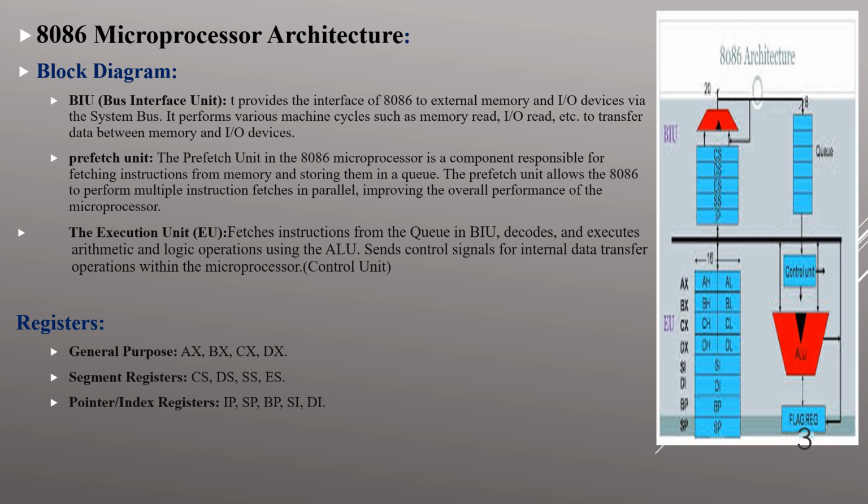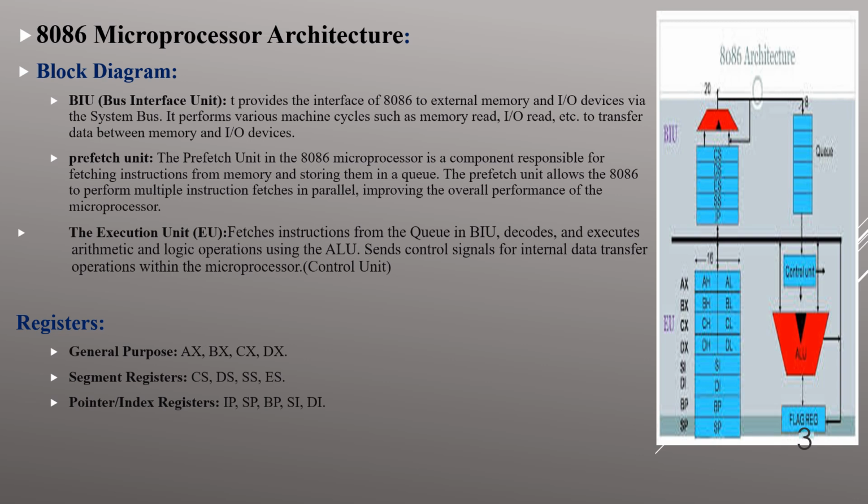which is also responsible for various machine cycles, including memory read and input-output read operations, facilitating data transfer between memory and input-output devices. Next one is the execution unit. The execution unit fetches instructions from the instruction queue in the BIU, decodes them, and executes arithmetic and logic operations using the ALU, which also sends control signals for internal data transfer operations within the microprocessor.